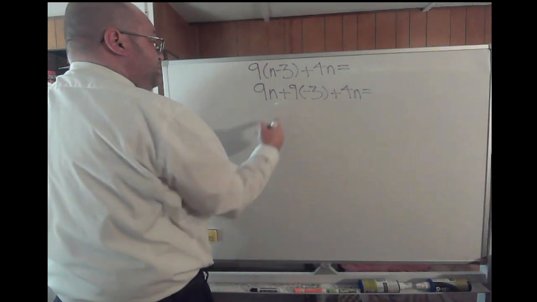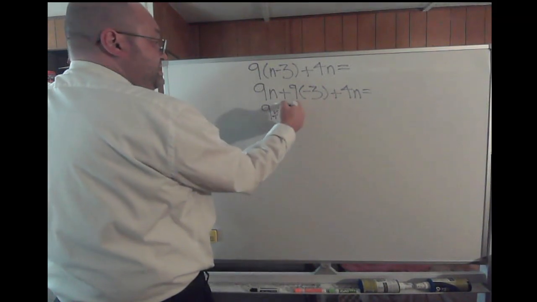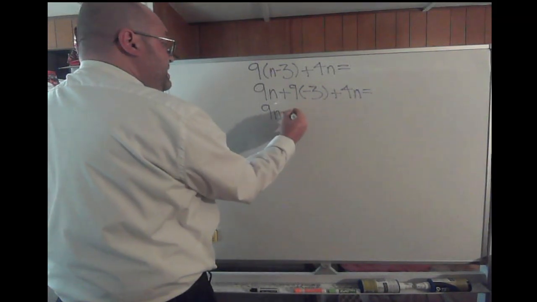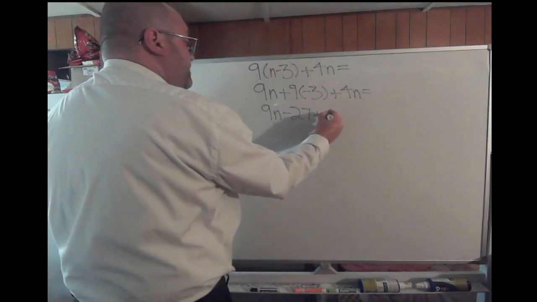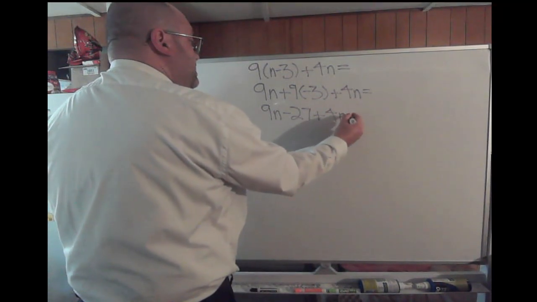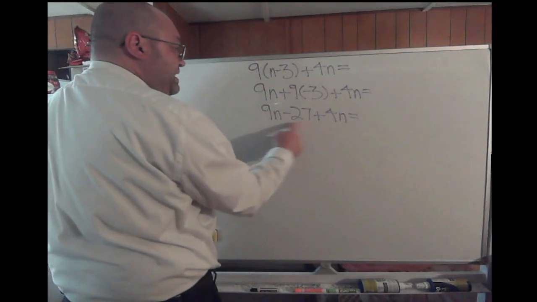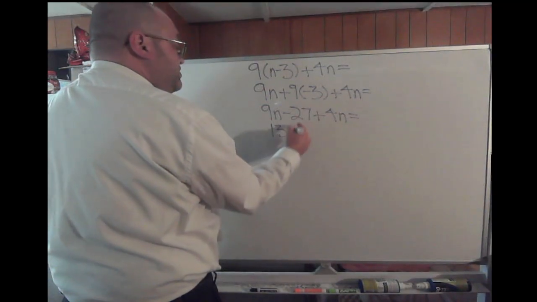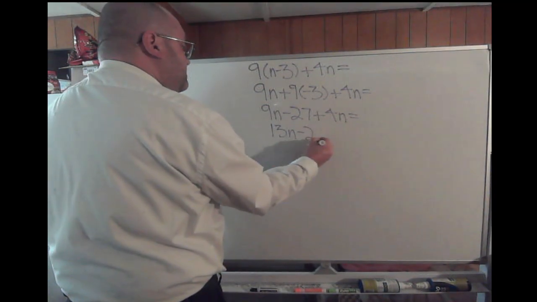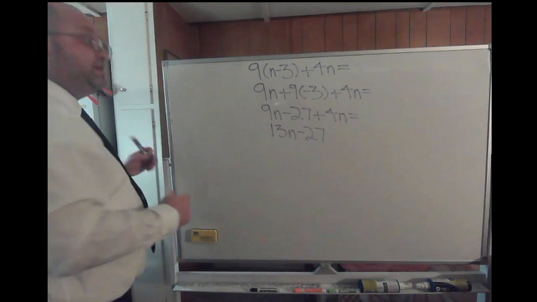Well, let's simplify this sum here. We have 9n. Now plus 9 times negative 3, that'd be negative 27. Then we have plus 4n. We'll simplify this further. We're going to add the like terms. 9n plus 4n, that'll give you 13n. Then you just have the minus 27. So the answer you'd be looking for is 13n minus 27.